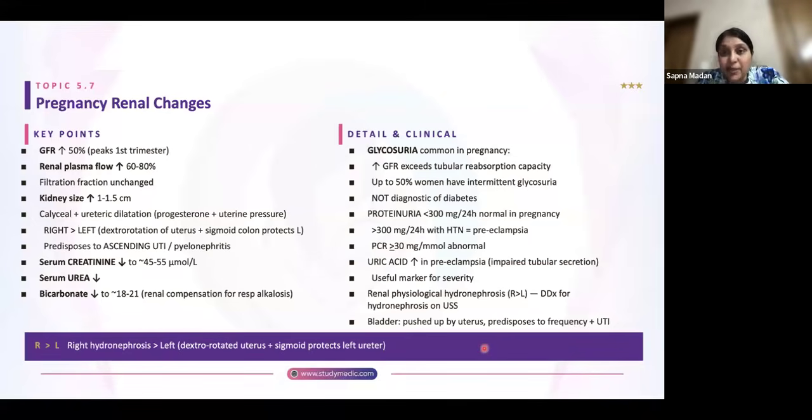So again, the right side is seen more than the left side. You see hydronephrosis and hydroureter more on the right side because of dextrorotation of the uterus. And to relieve that, you always advise left lateral position. So left lateral position is important for the cardiac output also, the venous return, and also to prevent hydronephrosis.